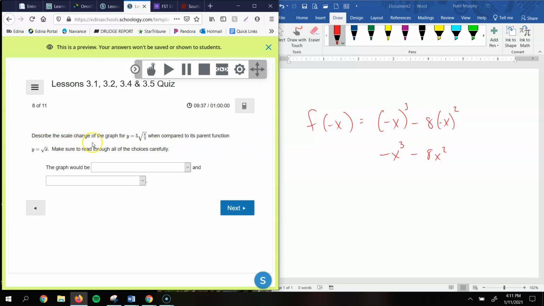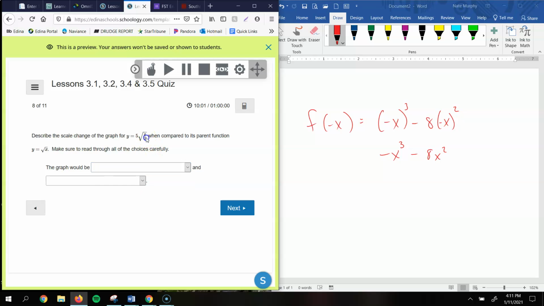All right, describe the scale change for the graph of y equals 5 times the square root of x over 2 when compared to its parent function, y equals square root of x. Make sure to read through all the choices carefully. The graph would be, okay, it's not going to be translated. This is a scale change, so it's not going to be one of these first two options. So it's either going to be stretched horizontally or shrunk horizontally.